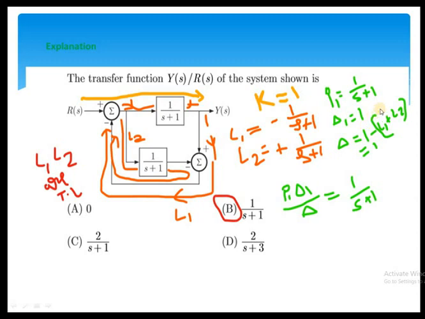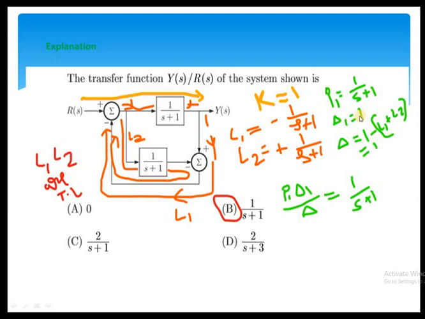1 minus, we have to identify which loop does not touch the first forward path. In this SFG, we have only one forward path. In that direction, all the loops are touching. We have only two loops, and the two loops are touching loops only. In the first forward path, L1 has a common node, the input error detector, and L2 also has the common node, the input error detector. So in the first forward path, L1 and L2 both are touching only. So consider delta 1 is equal to 1 minus 0.